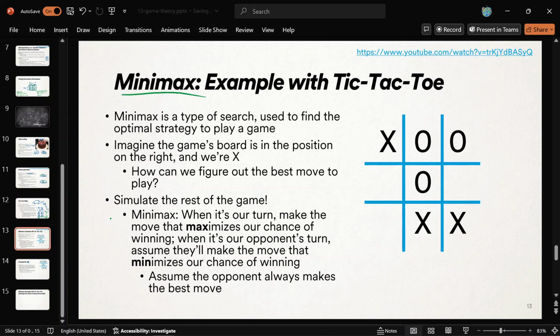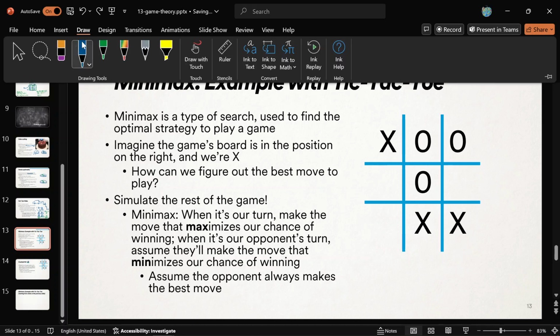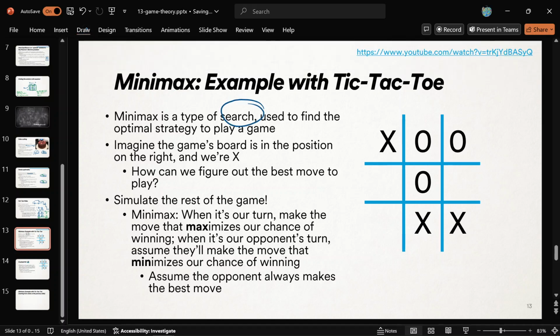It's called Minimax, which is a cute name, and that's the way to win tic-tac-toe. Minimax is a way of searching for the best possible move right now, given the game board, whatever it looks like. It's going to find the optimal strategy to play a game where different people take turns, and you're trying to win. It's an actual game for once, and let's say that this is our game right now, and we're X. It's our turn to go.